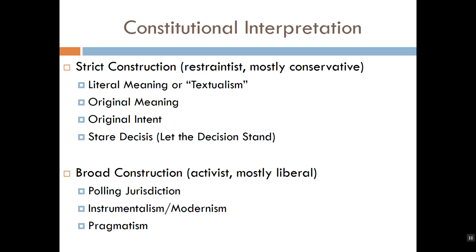By and large, then, a strict construction or restraintist approach to judicial review says that you should only strike laws as unconstitutional if they are unconstitutional. Whereas a broad construction says that if you don't like the law, then it maybe should be stricken even if it isn't strictly unconstitutional.